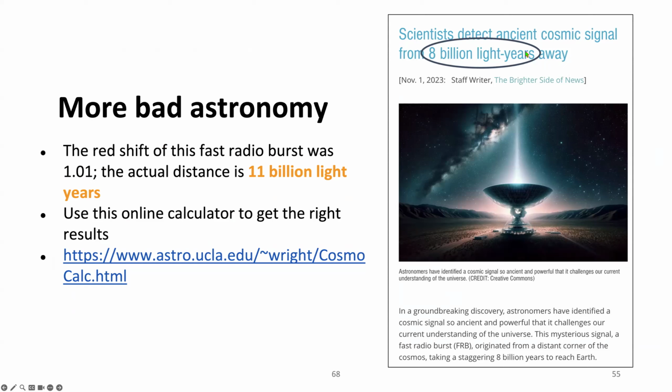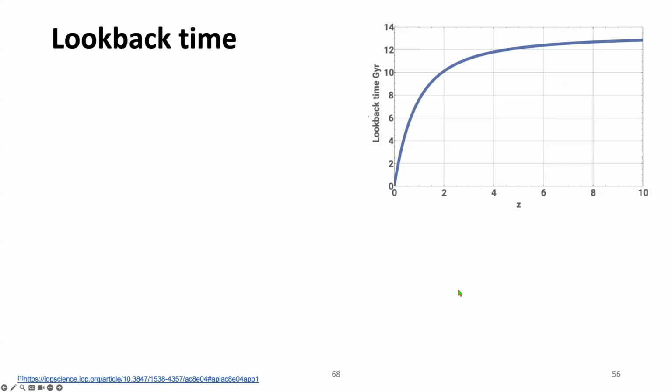And from that, they concluded that this object is 8 billion light years away. That's not true. If you look on the look back curve, you find it's 11 billion light years away. So be cautious. Quite a bit of what appears in the press is incorrect because the writers are not scientists and they misunderstand what they're looking at.